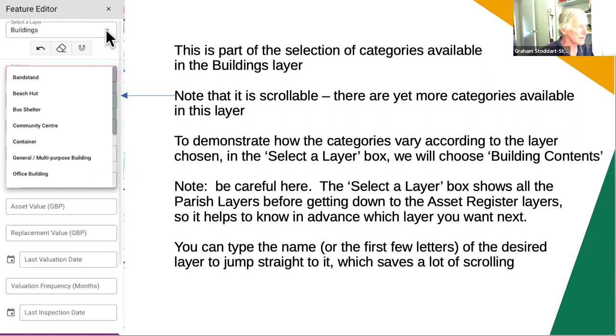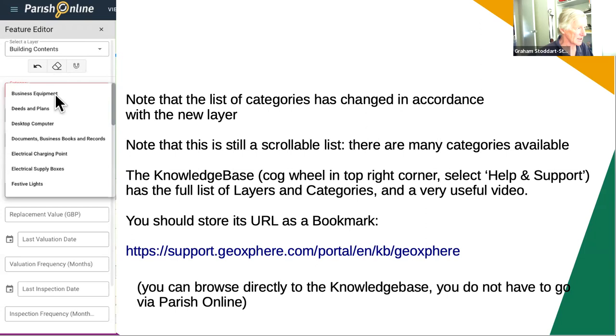So what we've done here is we've gone into building contents, clicked on category, and all these categories have now changed. So none of this has anything to do with buildings, but it's all got to do with building contents. And again, it's a scrollable list, so make sure you select the one you want.